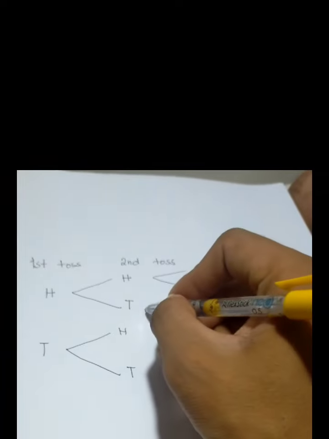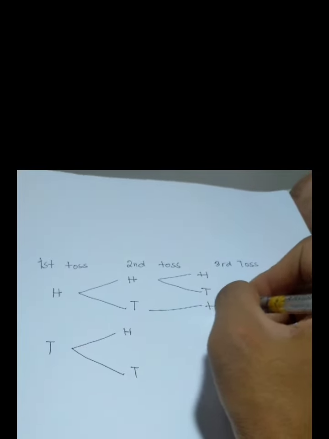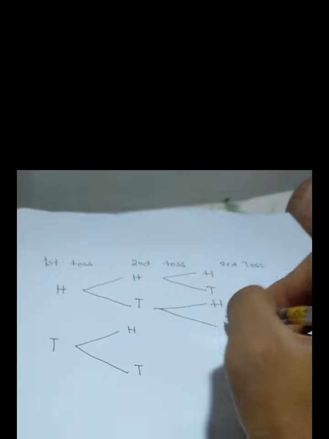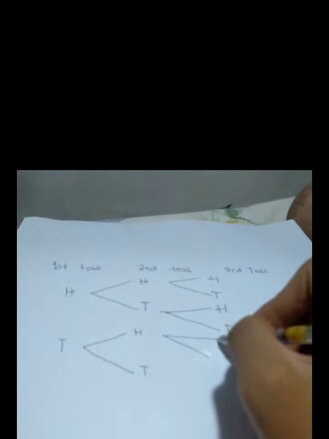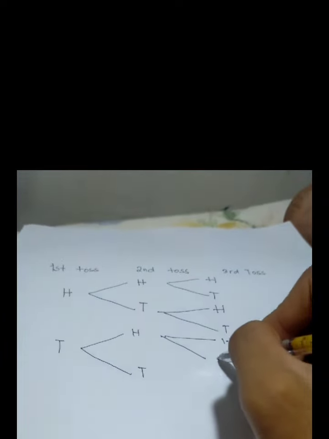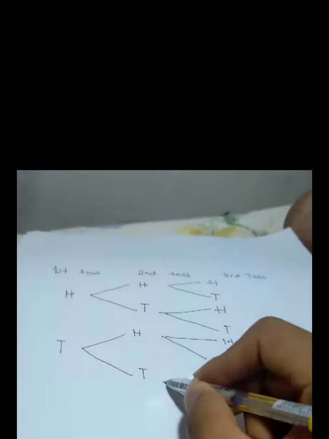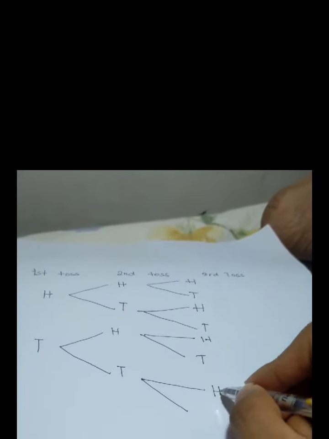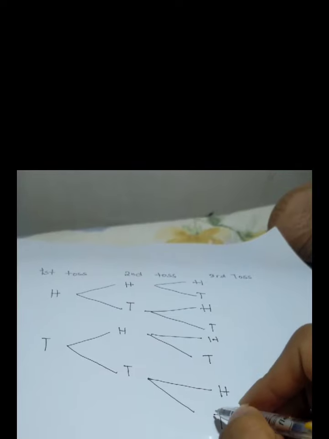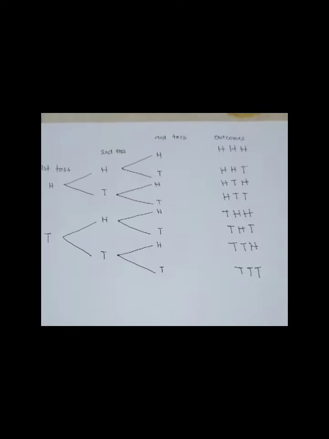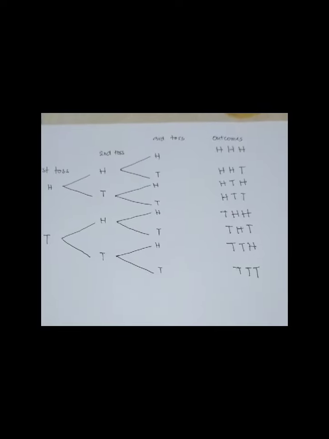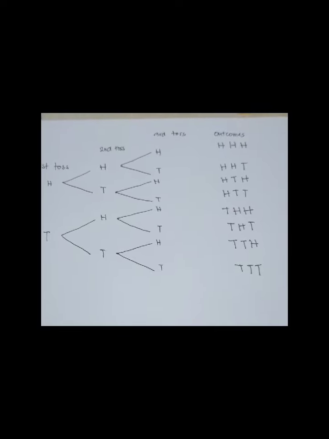Same here, head or tail. And also here, head or tail. And also here, head or tail are the possible outcomes. So, when we toss the coin 3 times, there are 8 possible outcomes.